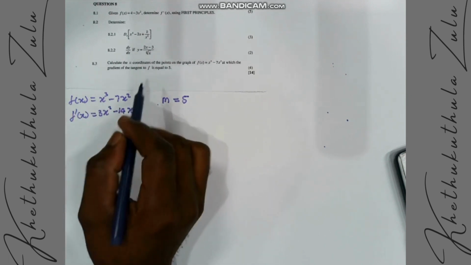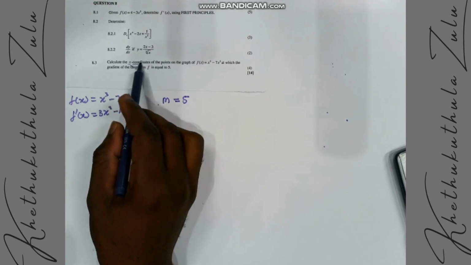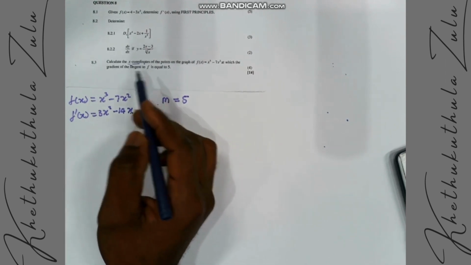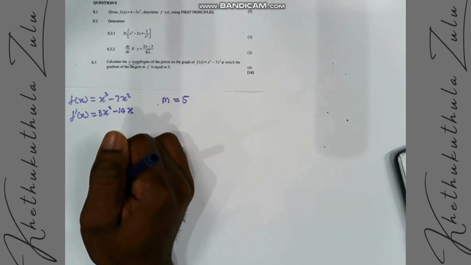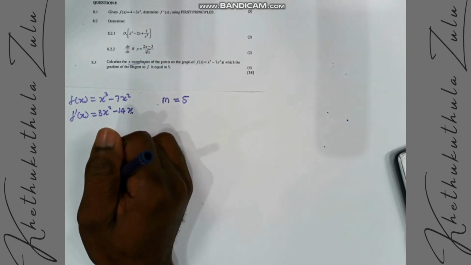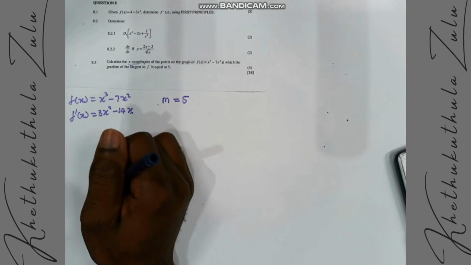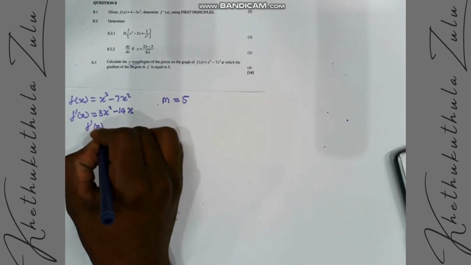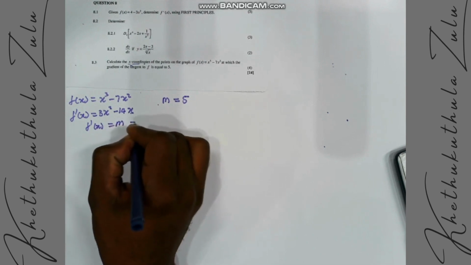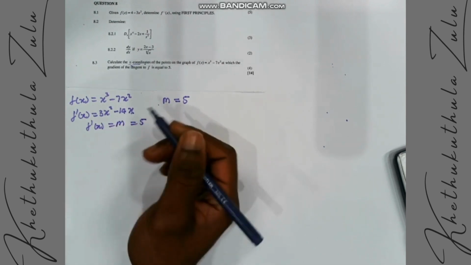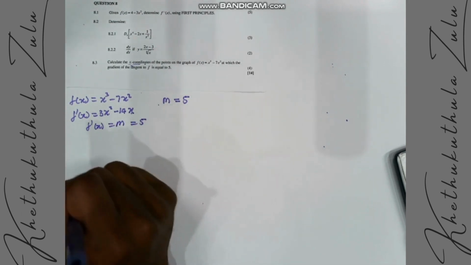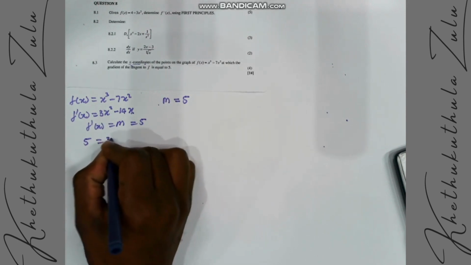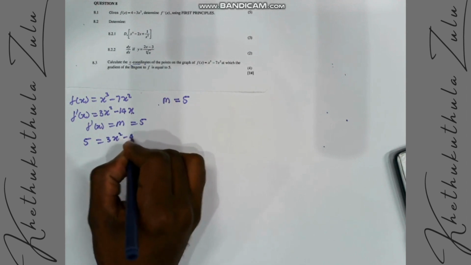That time they give you the x coordinate. Then you take your x coordinate, you put it here, you get your gradient. But now we don't have the x coordinate, we do have a gradient. So we're gonna use our gradient, f prime of x, and the gradient is 5. We're gonna find what that x coordinate is. So we're just gonna say 5 is equal to 3x squared minus 14x.